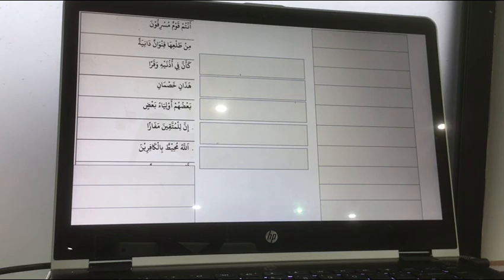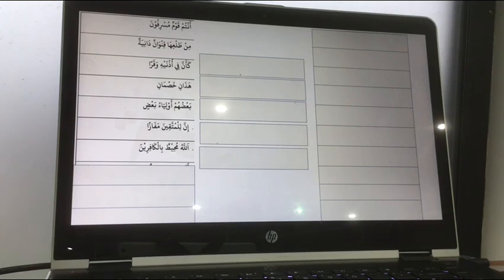Is it a mudaf mudaf ilayh? No, it's not a mudaf mudaf ilayh. Why is Allahu muhitun not a mudaf mudaf ilayh? What is the reason? Please, William. Okay, it's because muhitun is heavy. No, you're close but not the right answer. Yes, more. Yes, good. Muhitun is not a jar.